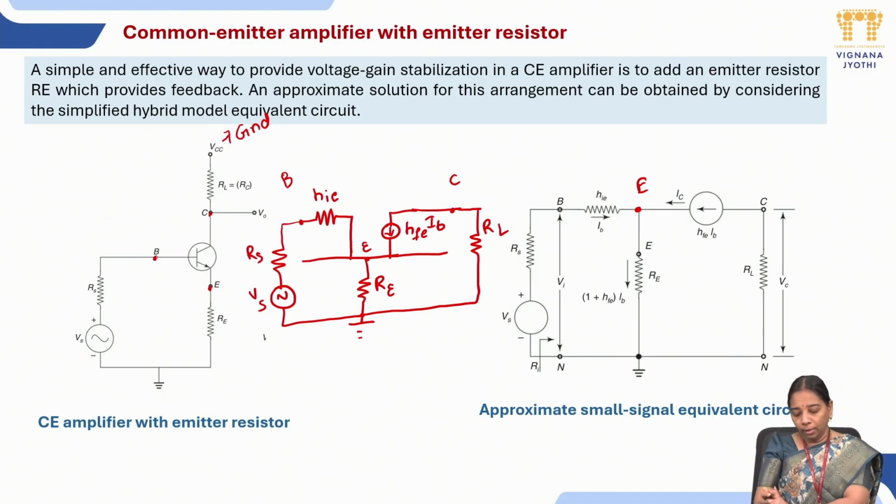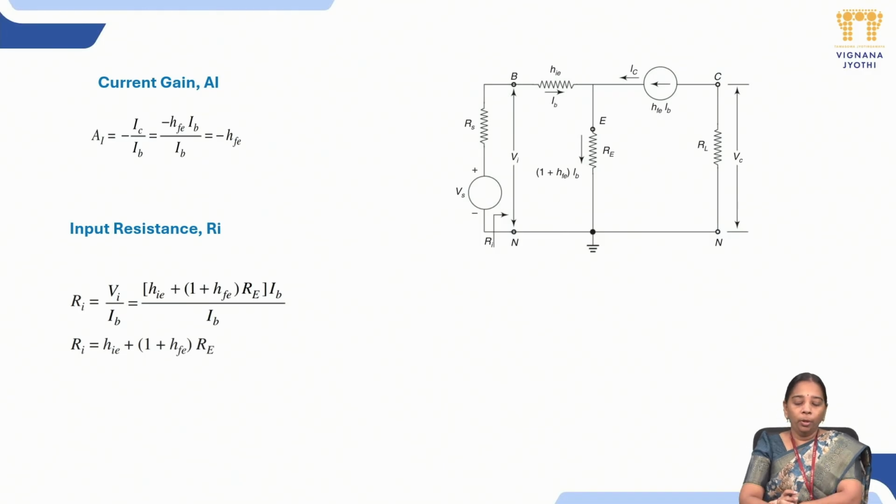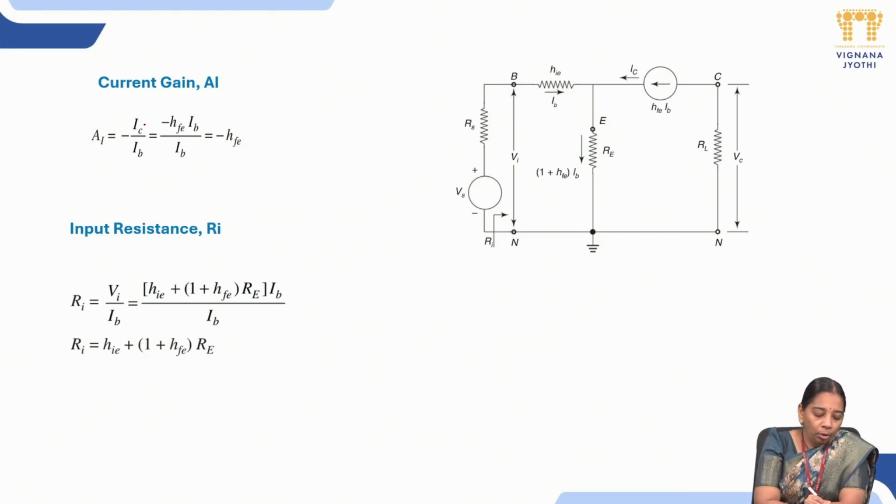Now we will go with the analysis and we will come to know which parameter is dependent on RE and which parameter is independent of RE. We already know that again we have to calculate the same parameters: current gain, input impedance, output impedance and voltage gain. Coming to the current gain, we already know that current gain is the ratio of output current to input current. So what is the output current here? For common emitter configuration, the output current is IC and the input current is IB. Actually the output current is IL.